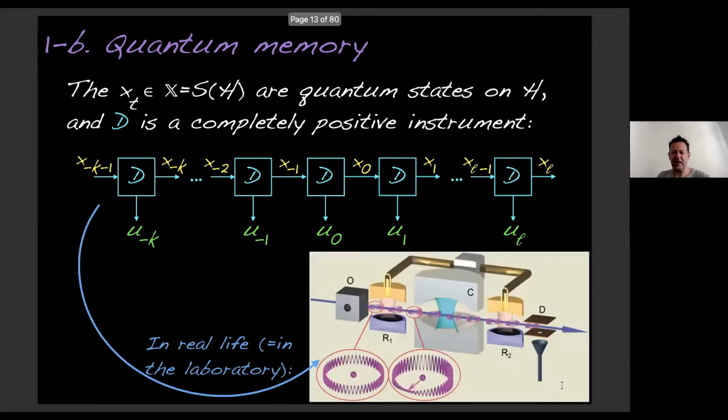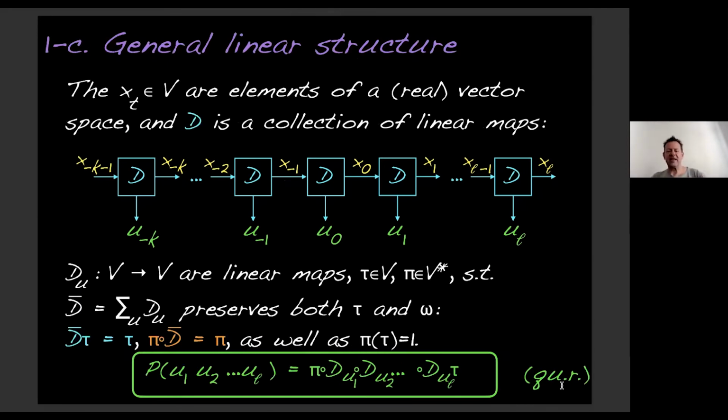So this here, what I'm going to write here, this is called a quasi-realization. All it does is preserve this linear structure: we have a vector space, a real vector space. We have a collection of linear maps, such that when we sum them, this map has a fixed point tau in the vector space and a fixed point omega in the dual space.